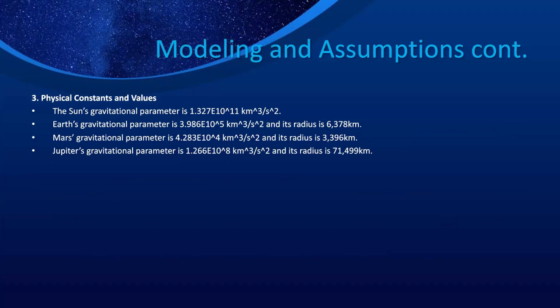Some of those trajectory gravitational parameters also came with the sun, Earth, Mars, and Jupiter as well. The sun being 1.327 times 10 to the 11th, Earth being 3.98 times 10 to the 5th, Mars being 4.283 times 10 to the 4th, and Jupiter being 1.266 times 10 to the 8th as well, with obviously larger radii for Earth, smaller for Mars, and the largest with Jupiter as well.